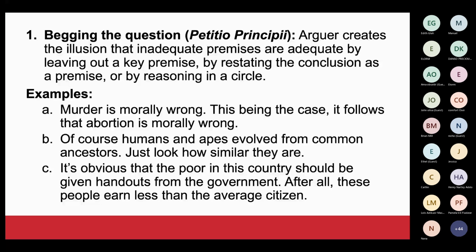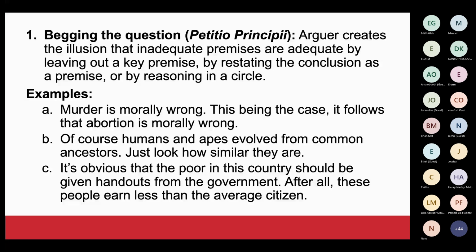Okay. Then example 2: humans and apes evolved from common ancestors. Just look how similar they are. So because they look similar, then it makes it so. It is a fallacy because here you are reasoning in a circle. It's cyclical. We are to reason based on similarity, and you are restating the conclusion as part of the premise, making it so that anytime we see similarity, then they are one and the same.